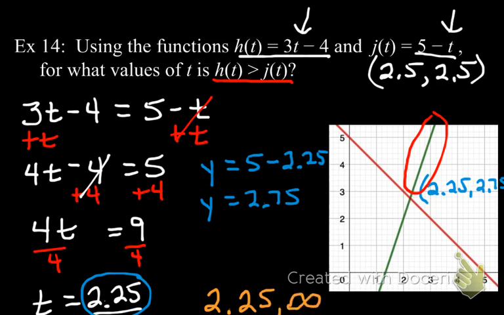We're going to use our interval notation. Infinities always get parentheses. And at 2.25, they're equal, right? So it's only when it's greater than 2.25 that the green line will be greater than the red line. So that's how you'd find that. You need to know the intersection first, and then you just pick which side. Is it the left side before the intersection where it's greater, or is it the right side after the intersection? In this case, it's the right side.